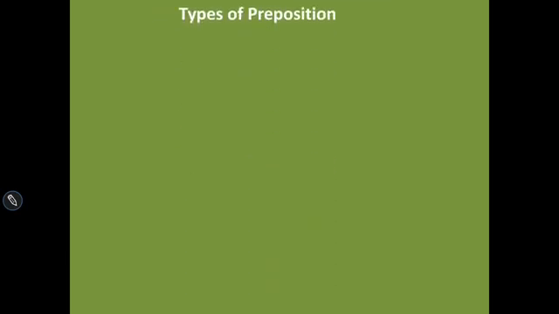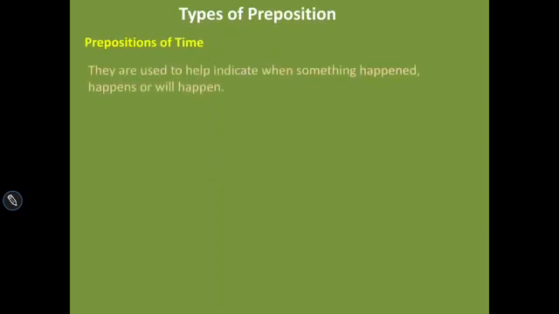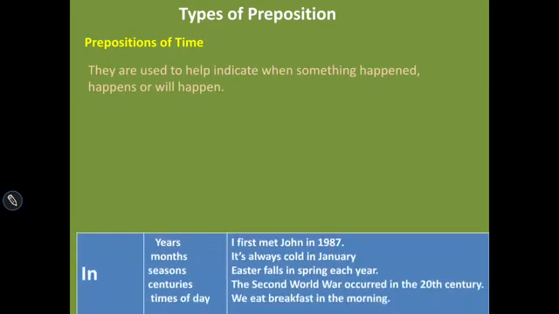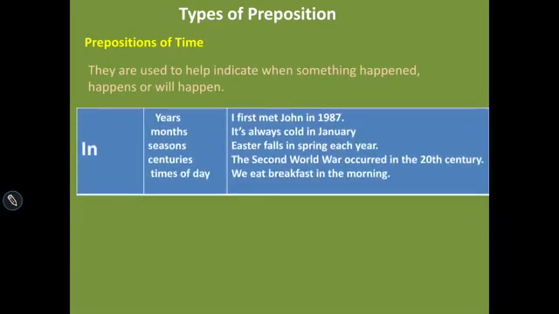There are many types of preposition. The first among them is preposition of time. They are used to help indicate when something happened, happens, or will happen. There are many types of preposition of time. The first among them is in. How is in used? Before years, months, seasons, centuries, times of day.